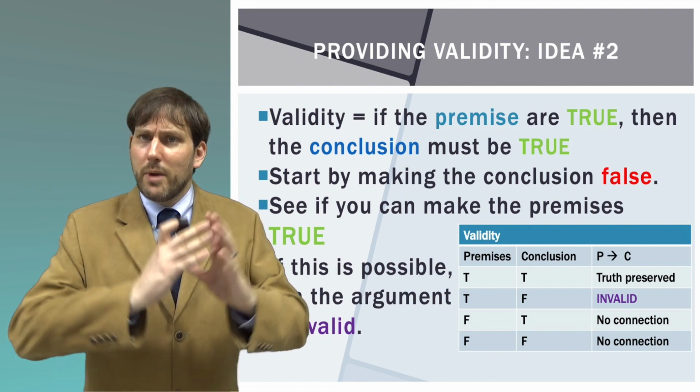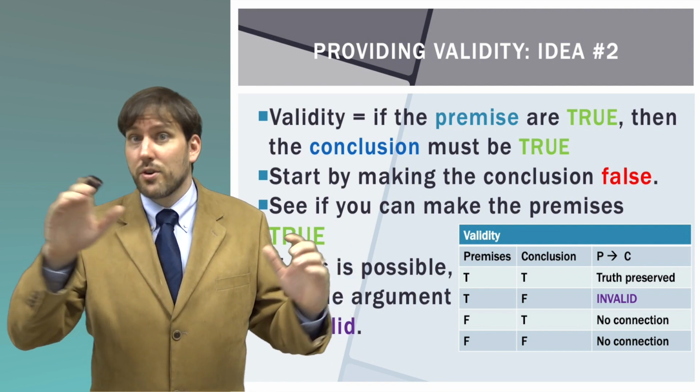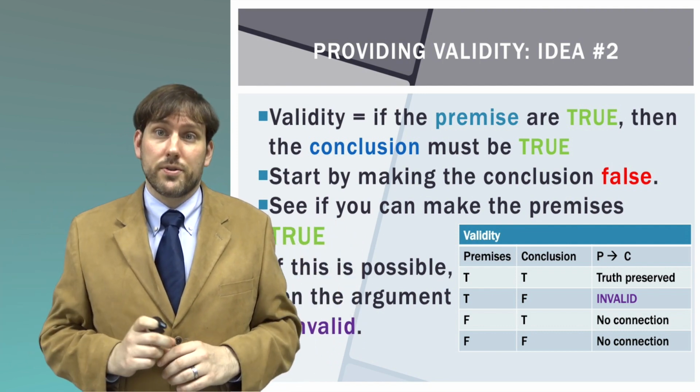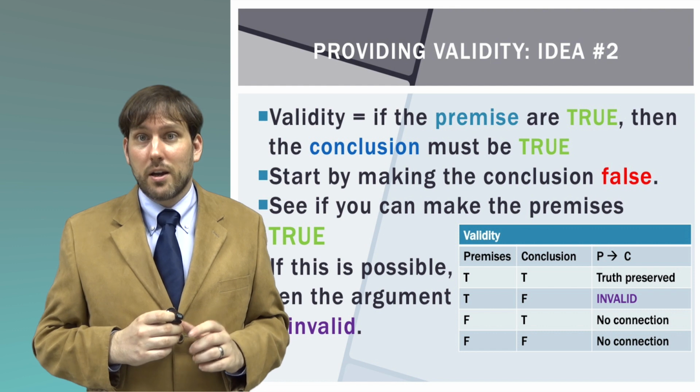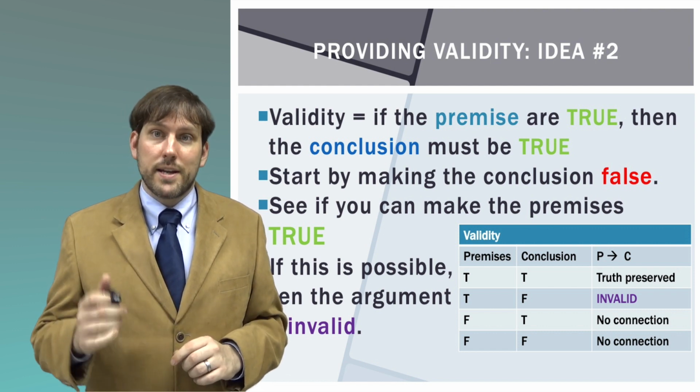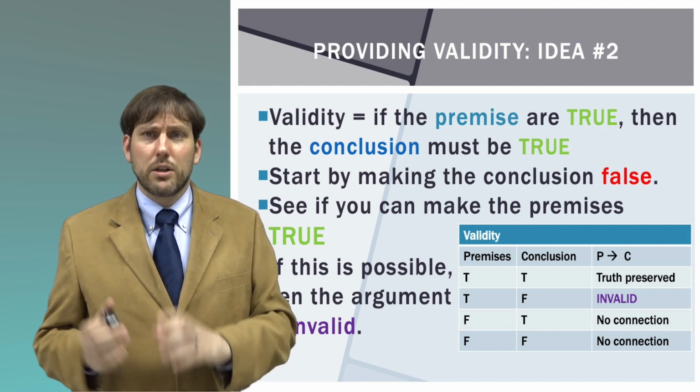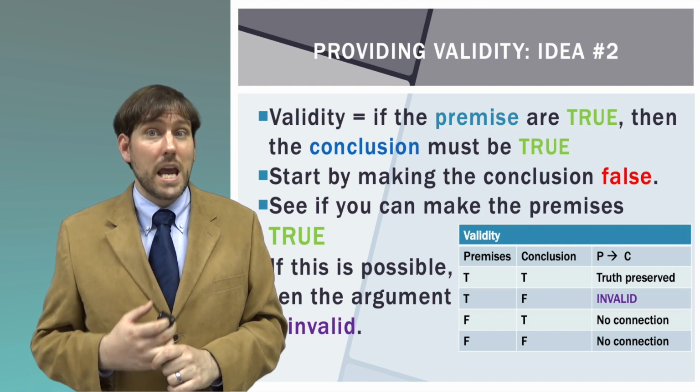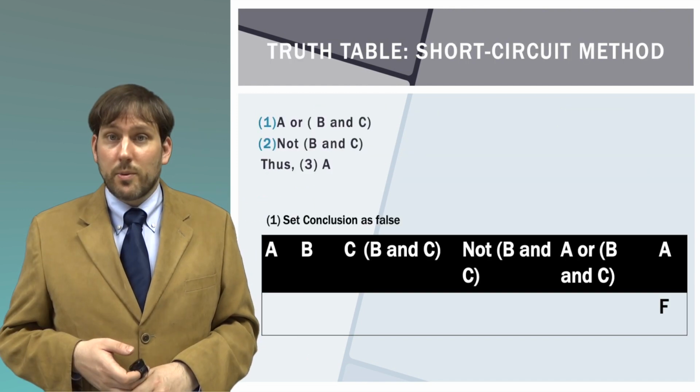So the other method, we made the entire table, looked where all the premises are true, and saw if the conclusion was false. This way, we're going to make the conclusion false and see if we can make the premises true. We're going to look backwards. We're going to see, can we find a case that shows that it is invalid? So I'm going to give you an example.